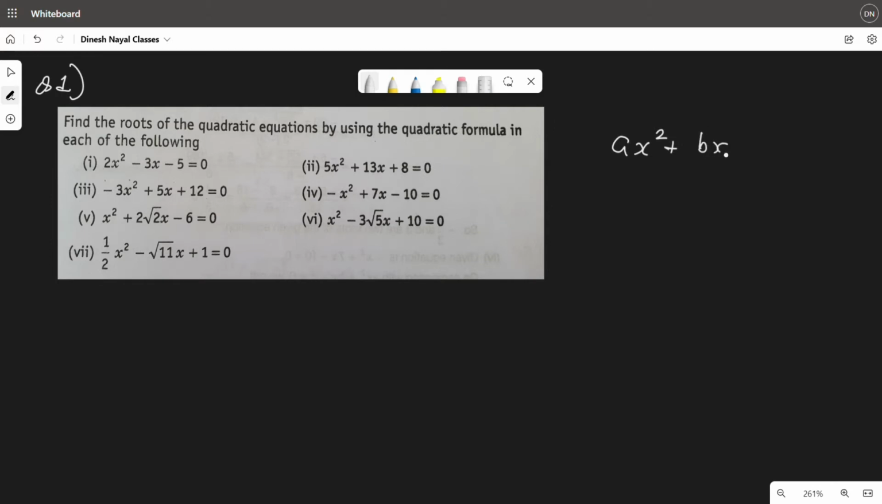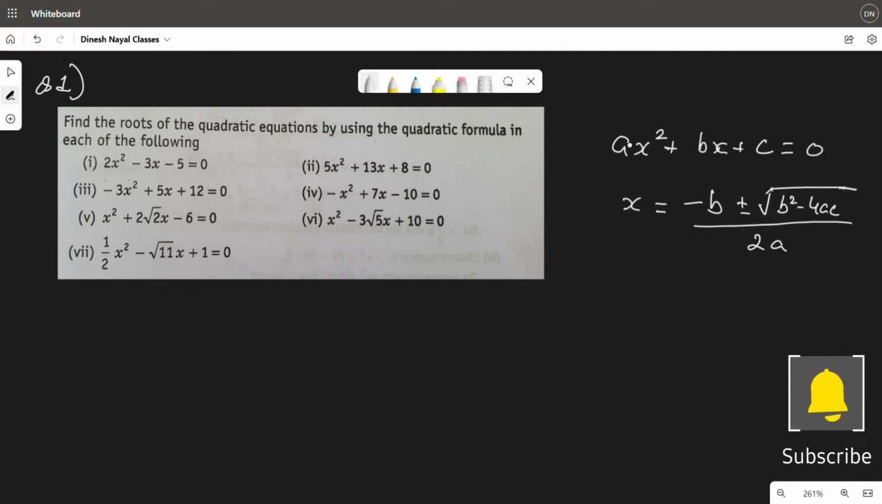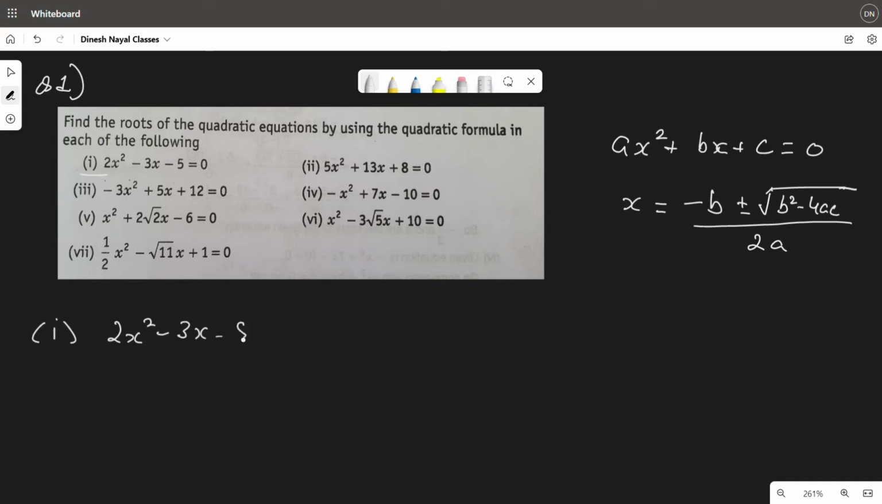Suppose we have a quadratic equation, ax square plus bx plus c equals 0. So according to the quadratic formula, the roots of this equation are given as x equals minus b plus minus under root b square minus 4ac, upon 2a. So this is the quadratic formula by which we find the roots of the quadratic equation. So starting with question number 1, which is 2x square minus 3x minus 5 equals 0.